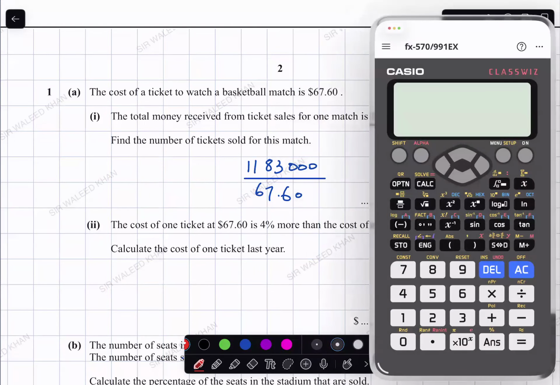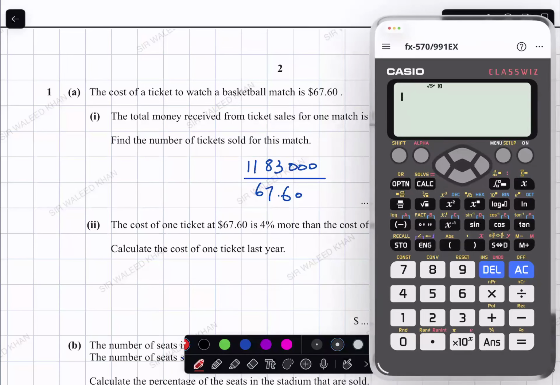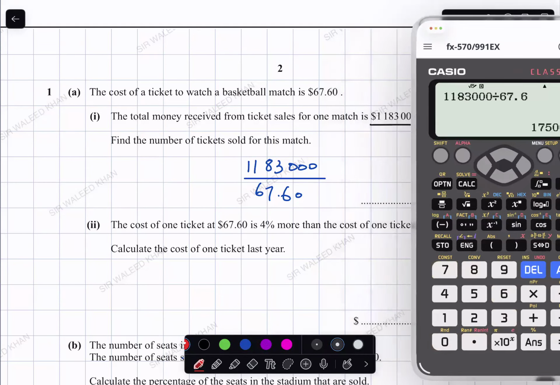Okay. The answer given over here is 17,500. Let's verify. Yes, 17,500.